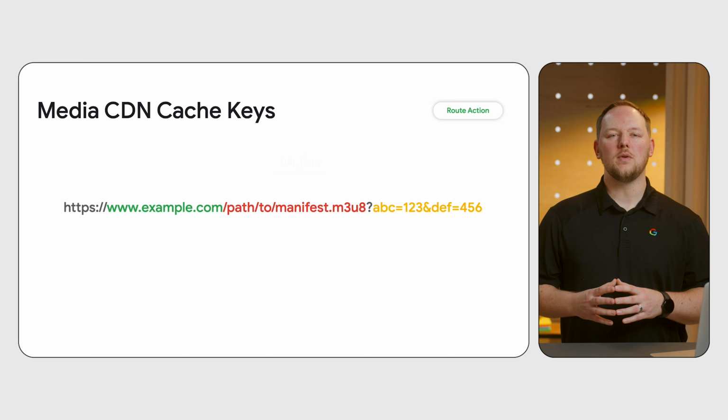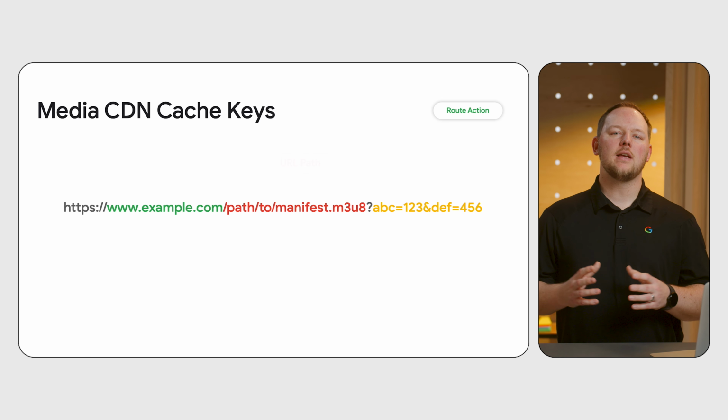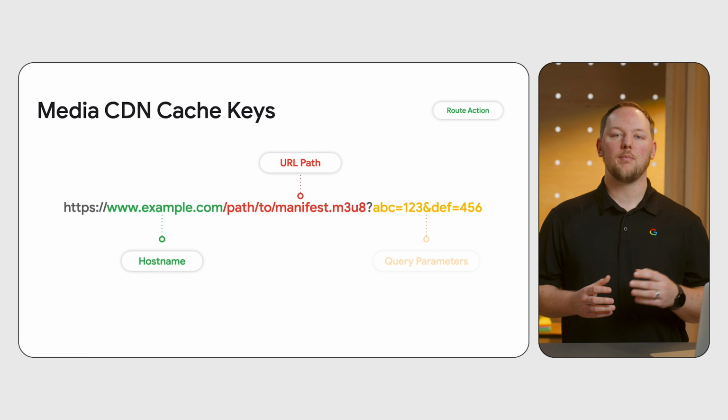Think of a cache key as a unique identifier for a piece of content stored in Media CDN. By default, the cache key includes the hostname, path, and all query parameters.